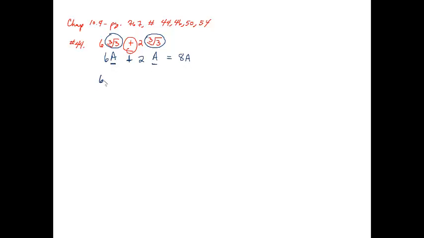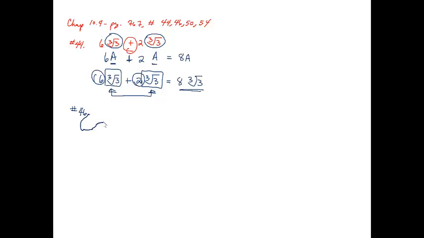So in the same way, 6 times the cube root of 3 plus 2 times the cube root of 3 is like saying 8 cube roots of 3. This is now the base. You want your base to be exactly the same. My bases are exactly the same, so it's like I'm saying, how many cube roots of 3 do I have? Well, 2 plus 6 is 8. Good. Number 46.